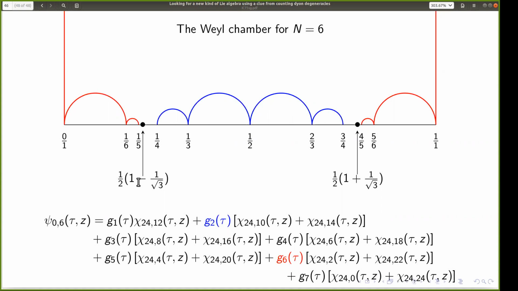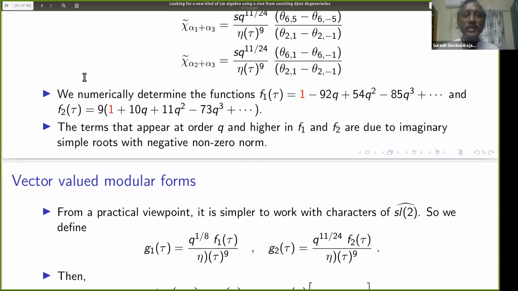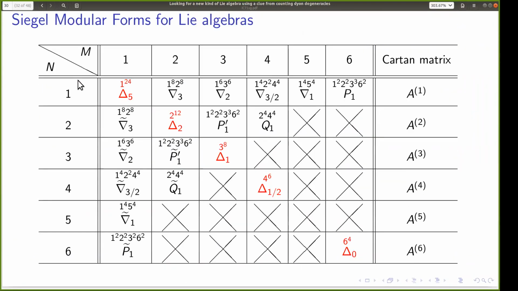Suresh, I have one question. In this table that you showed, with the big matrix, I call it the periodic table of Kac-Moody algebras. Is there a CHL model realization of the last entry? Is it M=6, N=6?